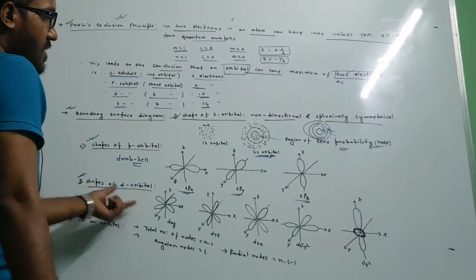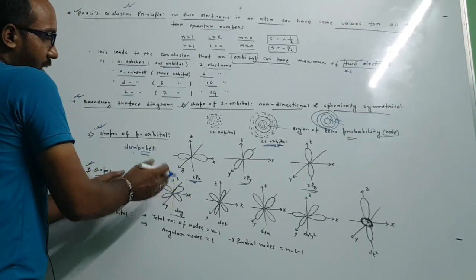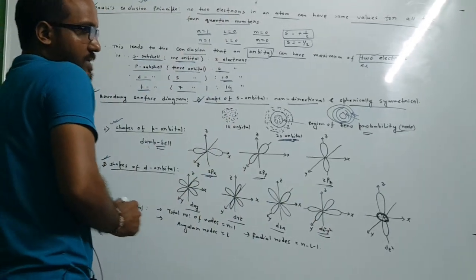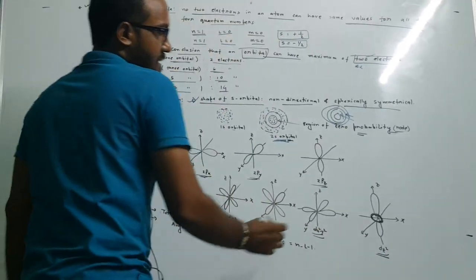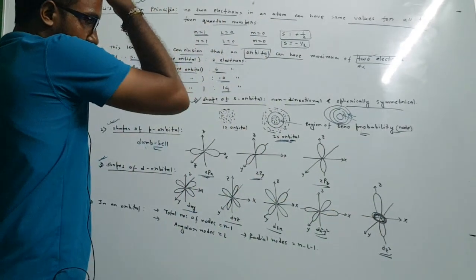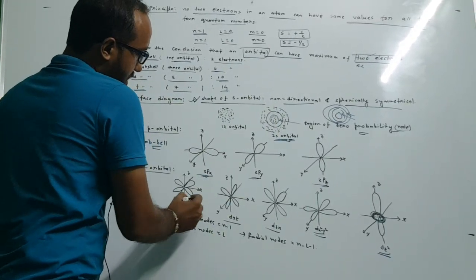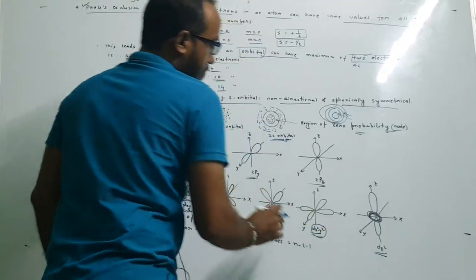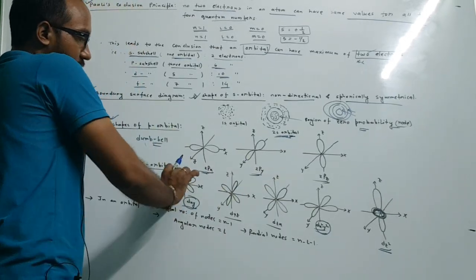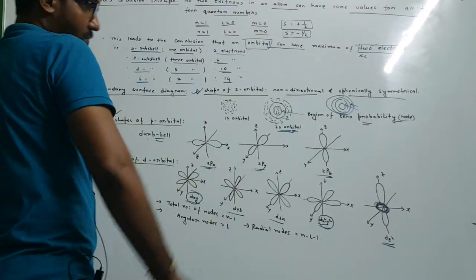If we consider the shape of the d orbitals, the shape is something like this. This is dxy, that means the lobes are lying in the xy plane. This is dyz, this is dzx, this is dx² minus y², and this is dz². In dz² we have a ring in between the dumbbells. Remember one thing, dxy and dx² minus y² are the same with a 45-degree rotation. If you rotate dxy by 45 degrees, then you will get dx² minus y². That is the point you have to remember.